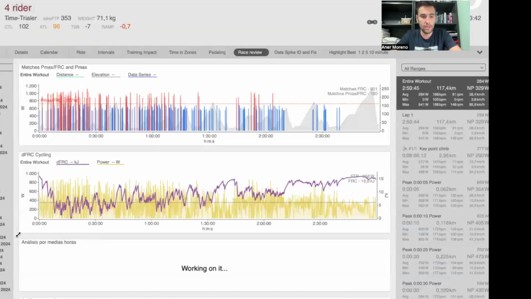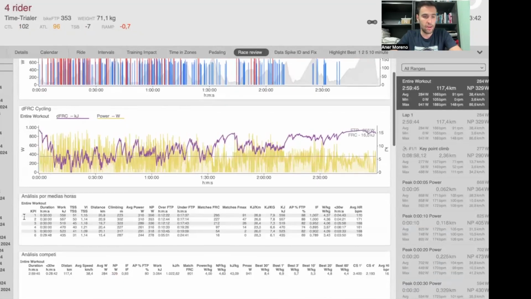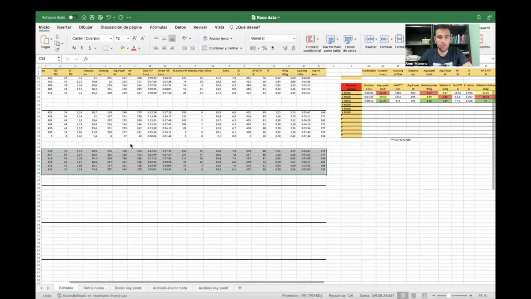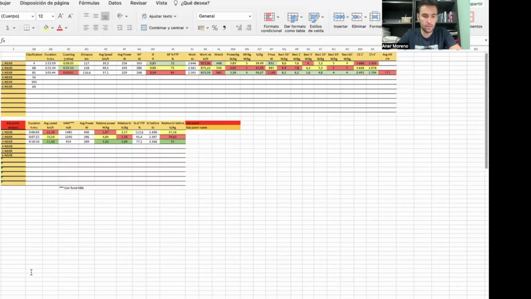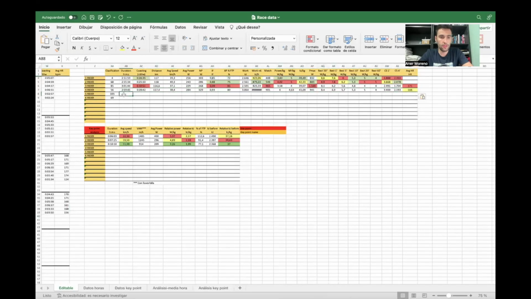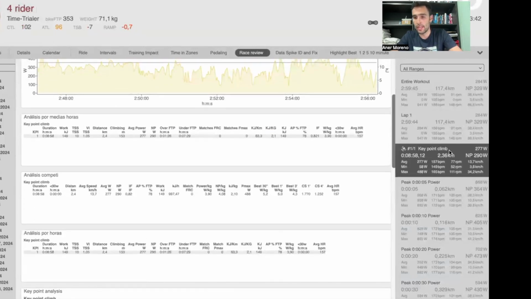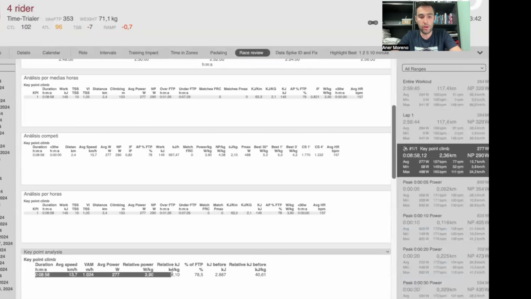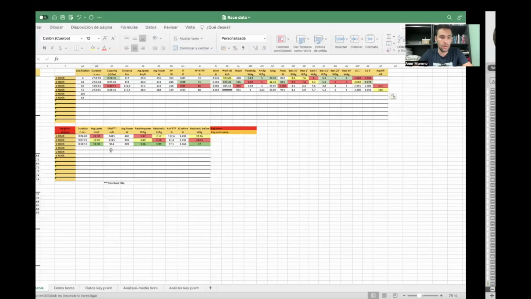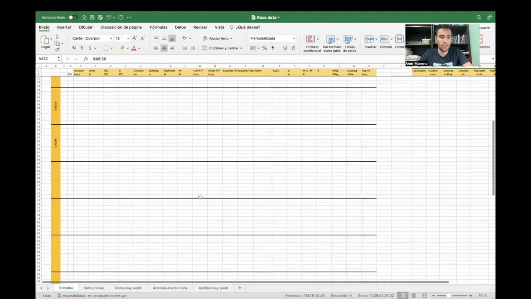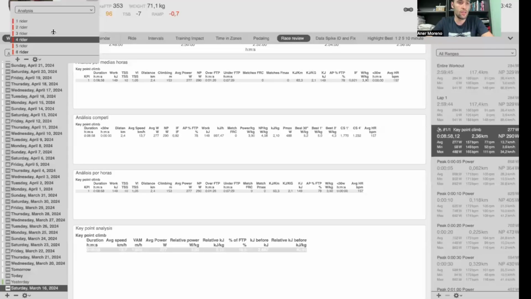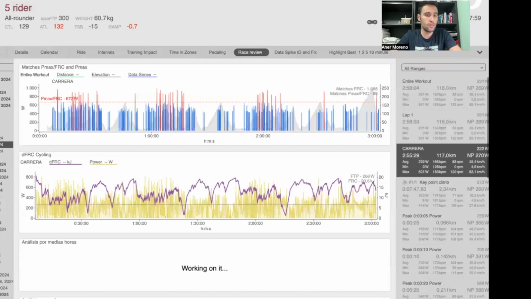Rider 4. Okay, this was the race. The analysis of the half an hour. Copy, paste. Also the whole race. The key point of the race. This is the key point of the race. The segment we have created is the same for everyone. So we can copy this and paste on the last 2 riders. We are going to analyze the last 2 riders.